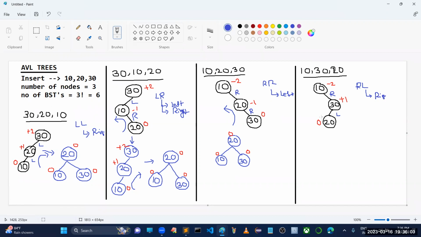Sir, what is meant by right rotation? Like this we have to shift. If you do a right rotation, then the nodes will become first 10 will come here. Next, after that 20 will come here. Next, after that 30 will come here.